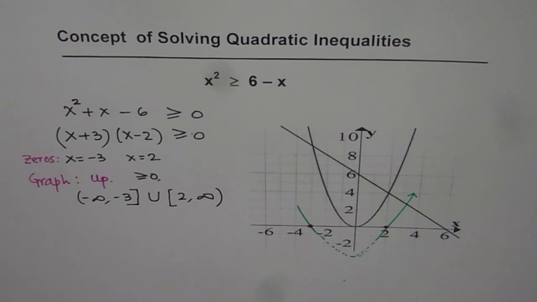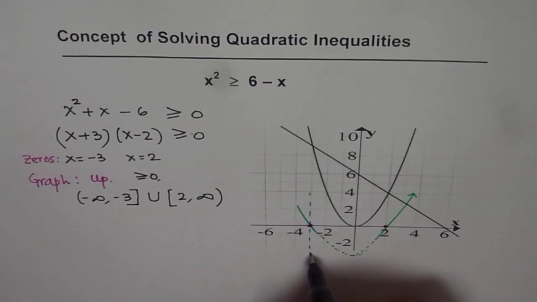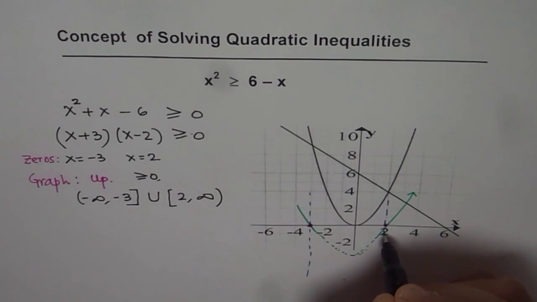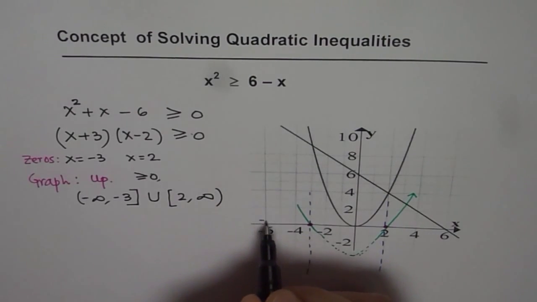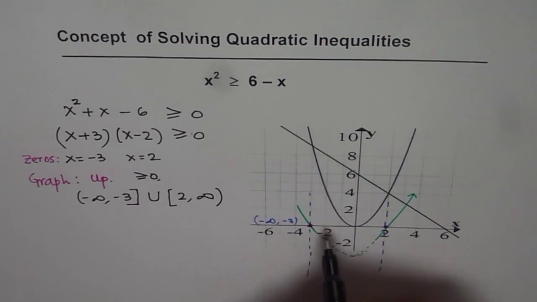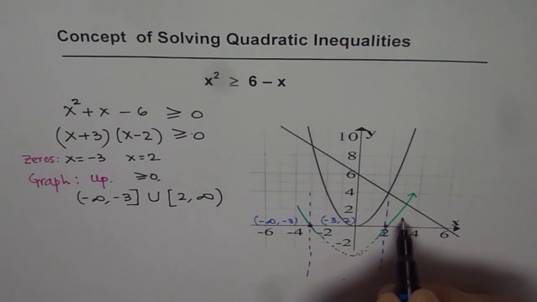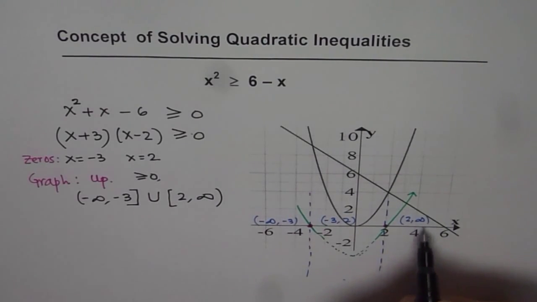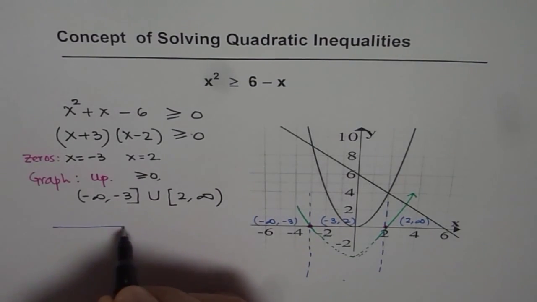Now the next strategy which we discuss is intervals. As you can see, these two zeros are dividing our plane into 3 intervals, right? If you like, we'll just work on the same graph. So we have one interval from minus infinity to minus 3. The other one is between the two zeros, from minus 3 to 2, right? And the third one is from 2 to infinity. So we have these 3 intervals, and what we do in this method is we take test points.